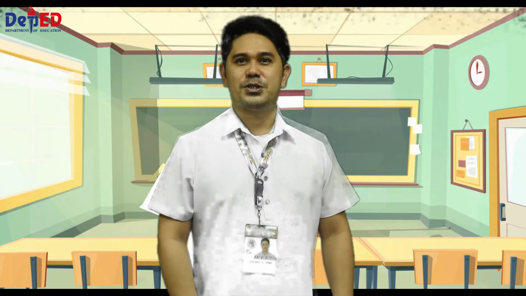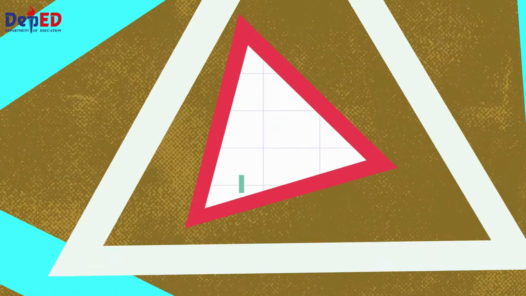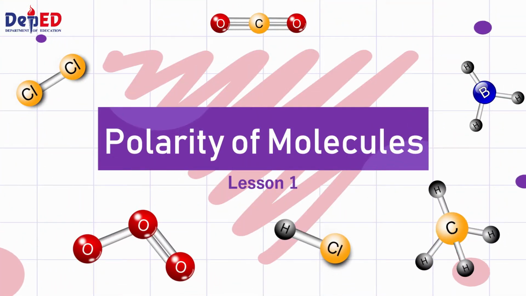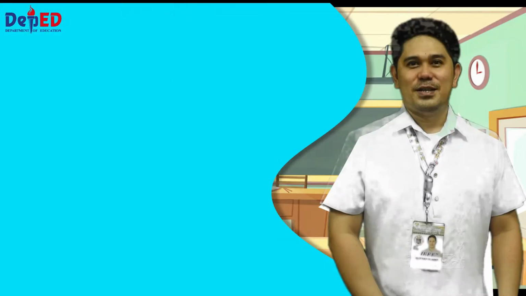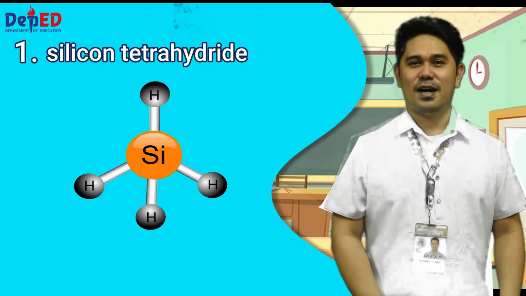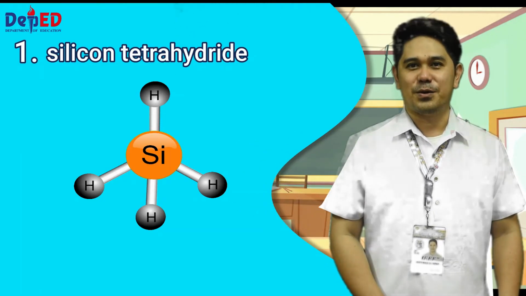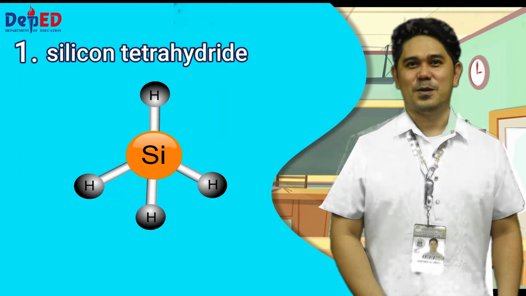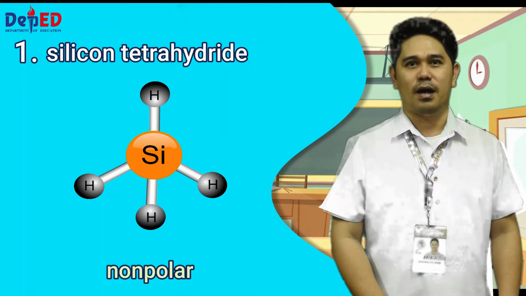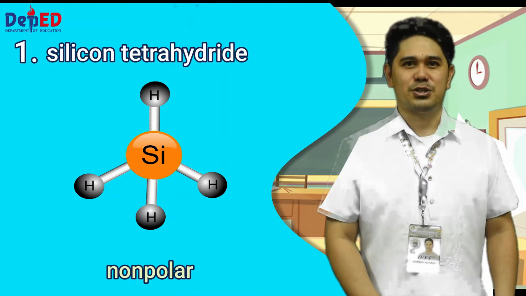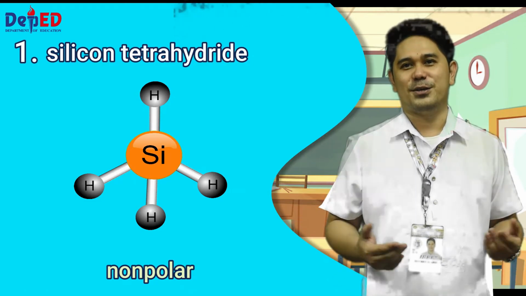Now, it's time for you to identify the polarity of the molecules on your own. Are you ready? Number 1. Silicon tetrahydride or SiH4. Is it polar or nonpolar? Correct! Since all of the dipole moments of the silicon-hydrogen bonds cancel each other, symmetry in its shape is evident. Therefore, it is a nonpolar molecule.